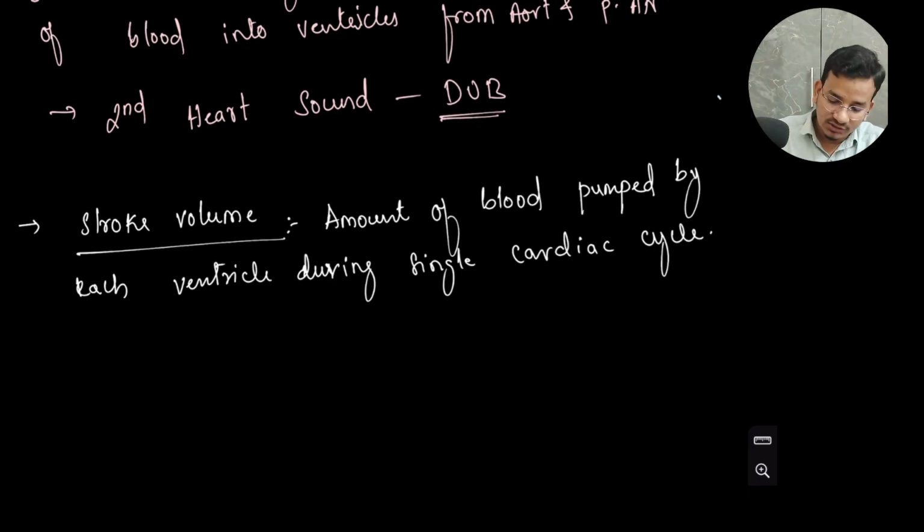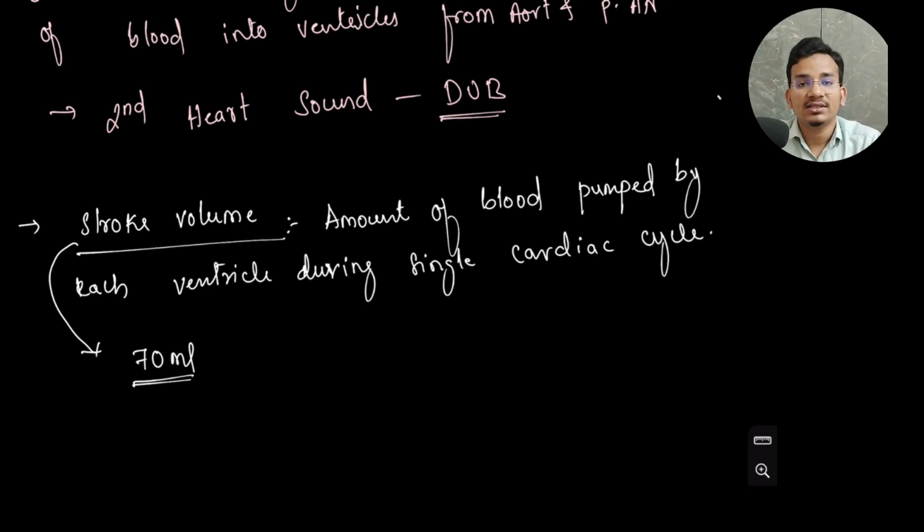Okay, so what is the stroke volume? How many ml is it? It is 70 ml. Stroke volume is 70 ml. So what is stroke volume? Blood pumped by each ventricle in a single cardiac cycle.